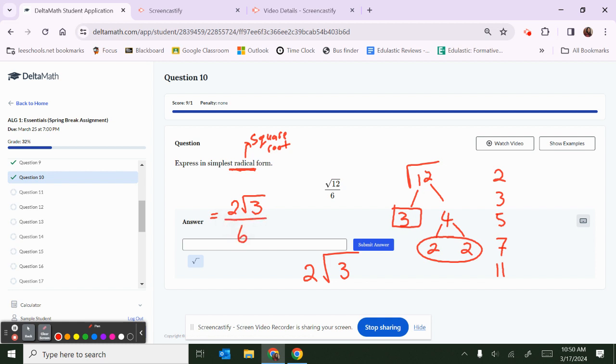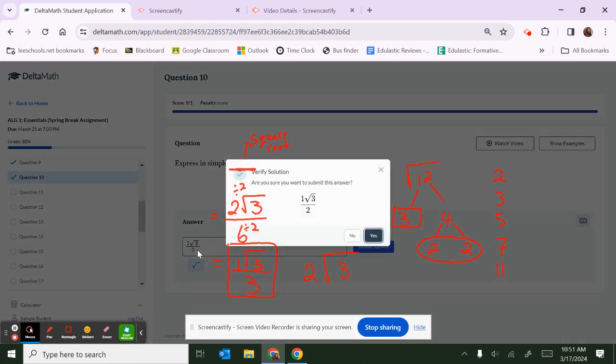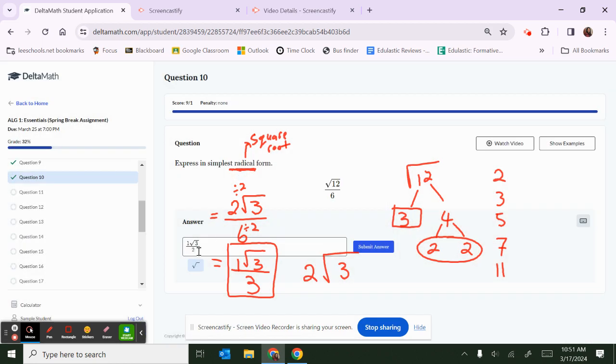Now I need to simplify because both 2 and 6 are divisible by 2. 2 divided by 2 leaves me with 1, and I rewrite my square root of 3. 6 divided by 2 leaves me with 3, and this would be my answer. So again, guys, that is how you will be able to do this question: 1 square root of 3, all over 3.